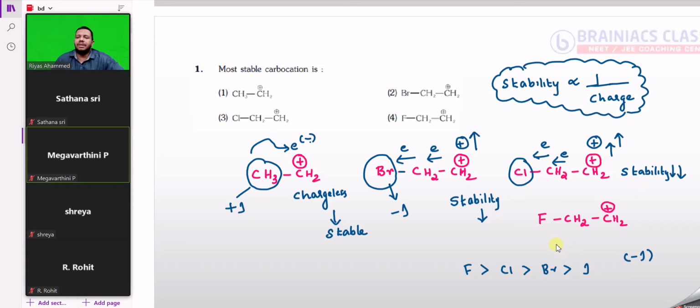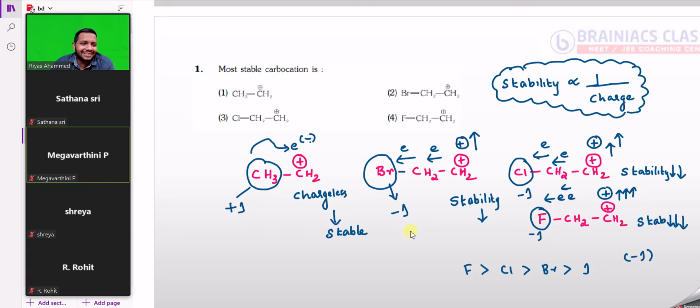So less stable. Now coming to the last one, we know that fluorine has the highest minus I effect, correct? So it will attract the electrons maximum in this direction. So the magnitude of the positive charge here increases maximum. So what will happen to the stability? Stability here decreases maximum. So I can say the most stable carbocation from this is which one? Tell me.